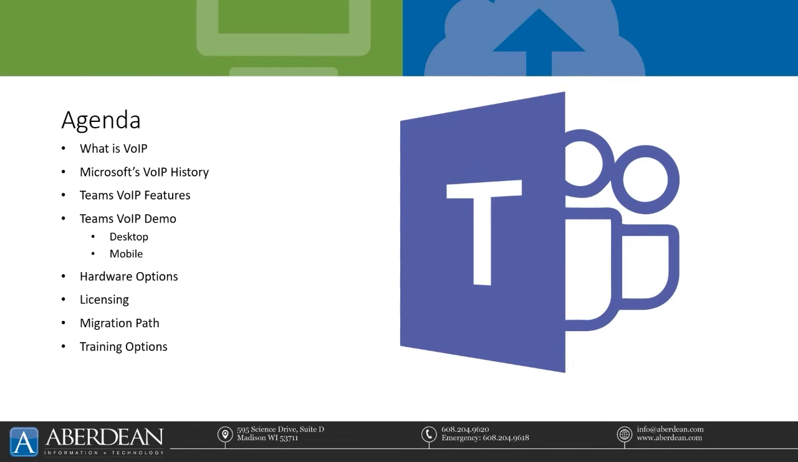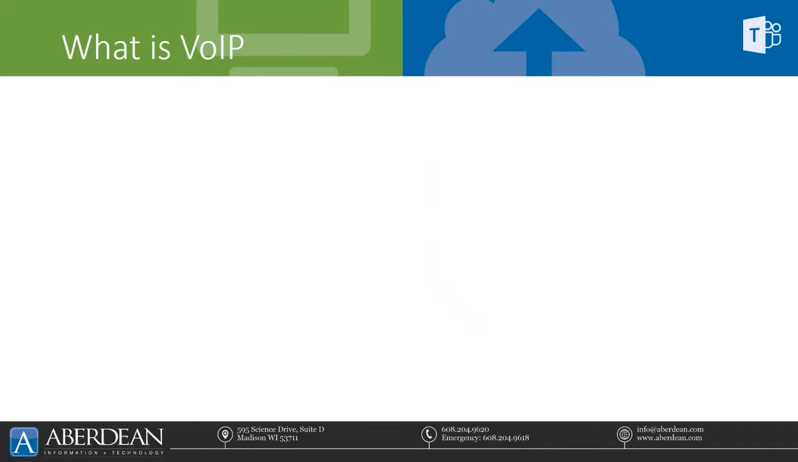So let's hop into this. What is VoIP? Before we get going, we want to understand exactly what that is. So what does VoIP stand for? VoIP, which stands for Voice over Internet Protocol, is a technology that allows you to make voice calls using a broadband internet connection instead of a regular analog phone line.